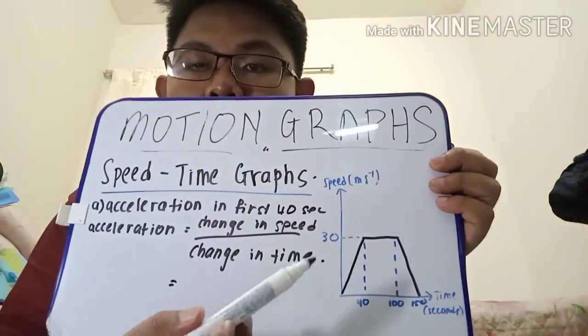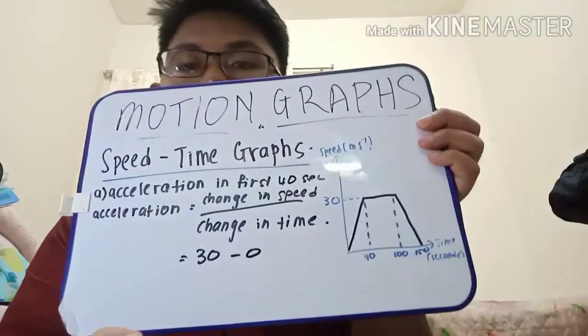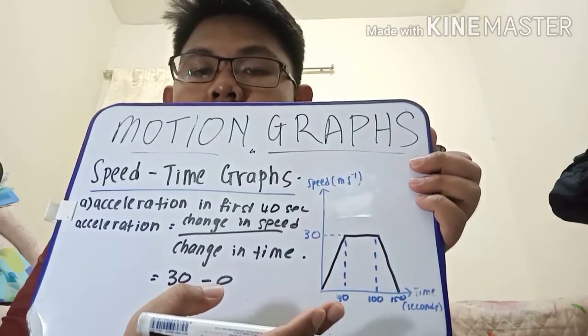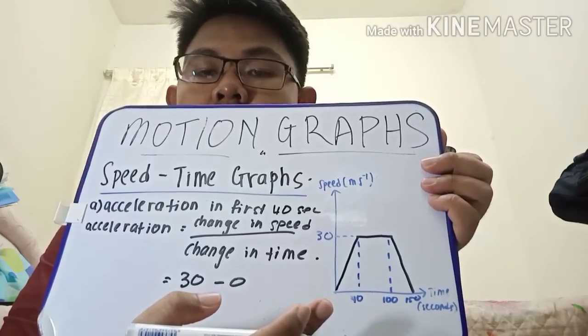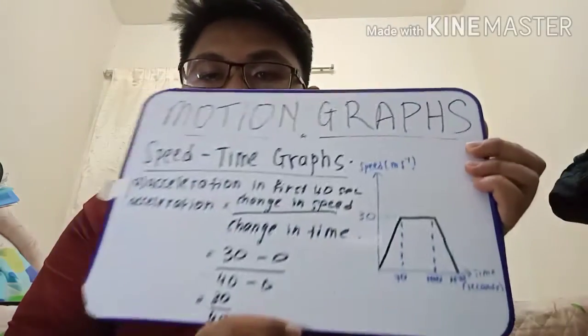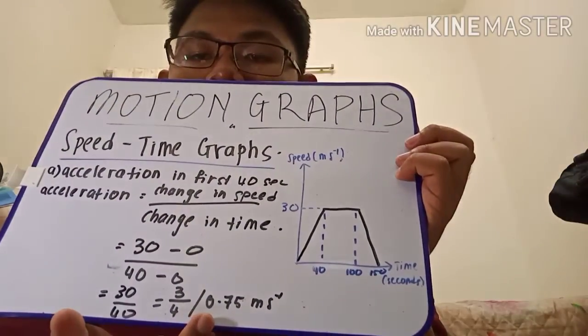For the change in speed, I take the last known speed minus the early speed, so 30 minus 0. For the change in time, I also take the last time minus the initial time, so we have 40 minus 0. We divide 30 over 40, so we get 3/4 meters per second squared or 0.75 meters per second squared.